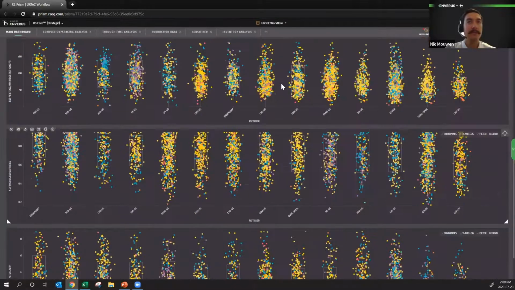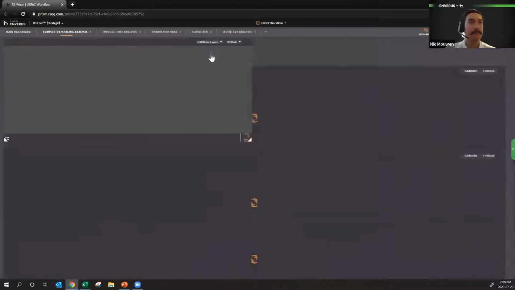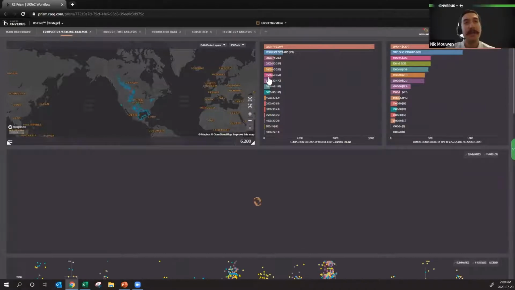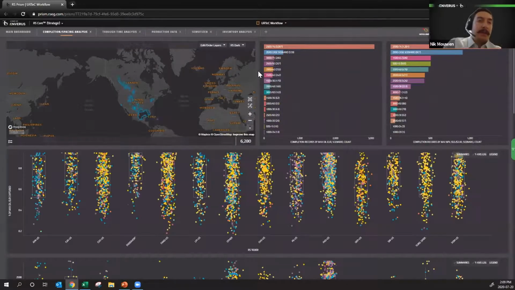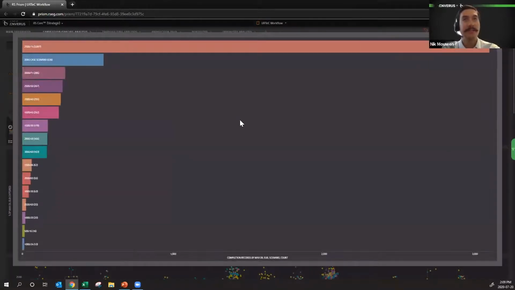So what we can do next is maybe dive into why that may be happening. So I'm just going to click over from the main dashboard into this completions and spacing analysis tab. And we can look at perhaps why QEP is underperforming compared to the peers. So we have two row charts here. So these row charts, basically the way you want to read them, let me just make it full screen here so it's easier to see.